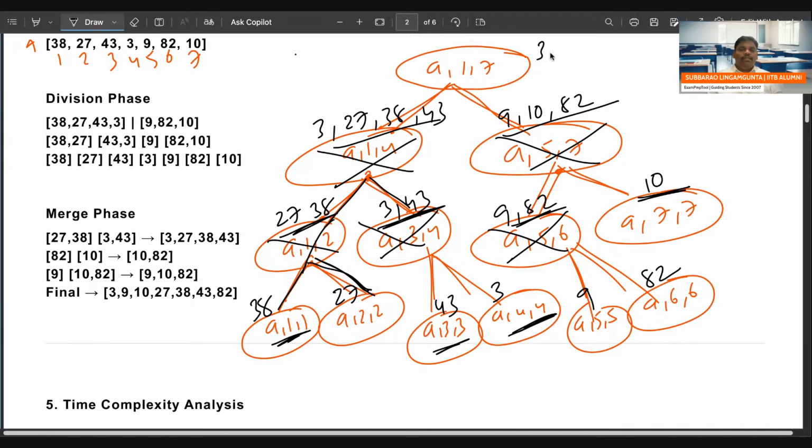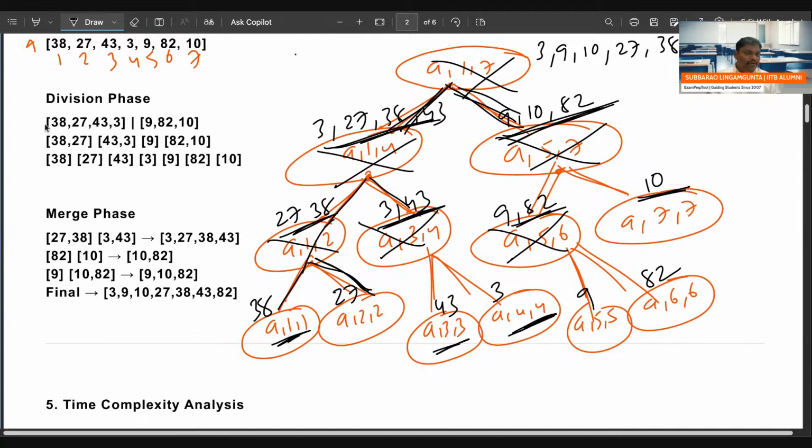So what is the answer? 3, 9, 10, 27, 38, 43, 82. So sorting is done. So remember everyone, this is called divide. This is called combine. When you are combining, all elements you are taking into consideration. When you are dividing, simply divide. 8 elements become 4 this side, 4 this side. If 7 elements, 4 this side, 3 this side. Right, so same thing I explained.